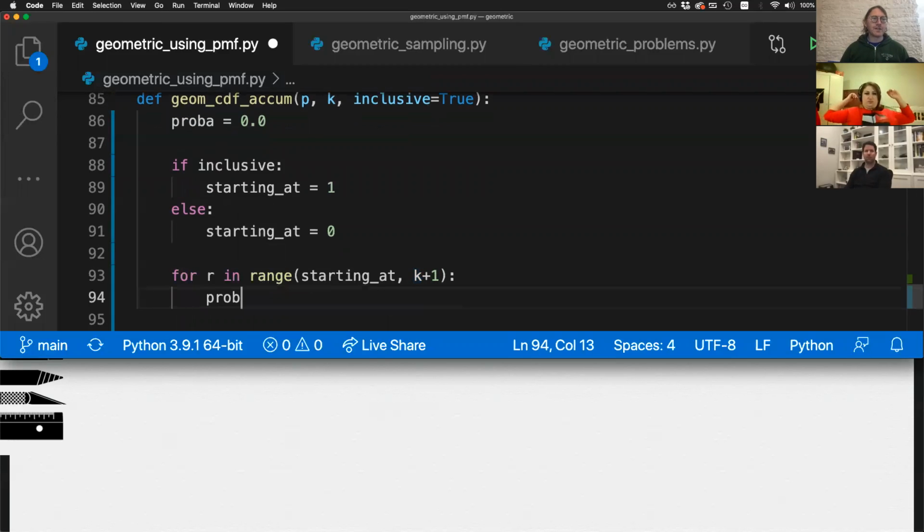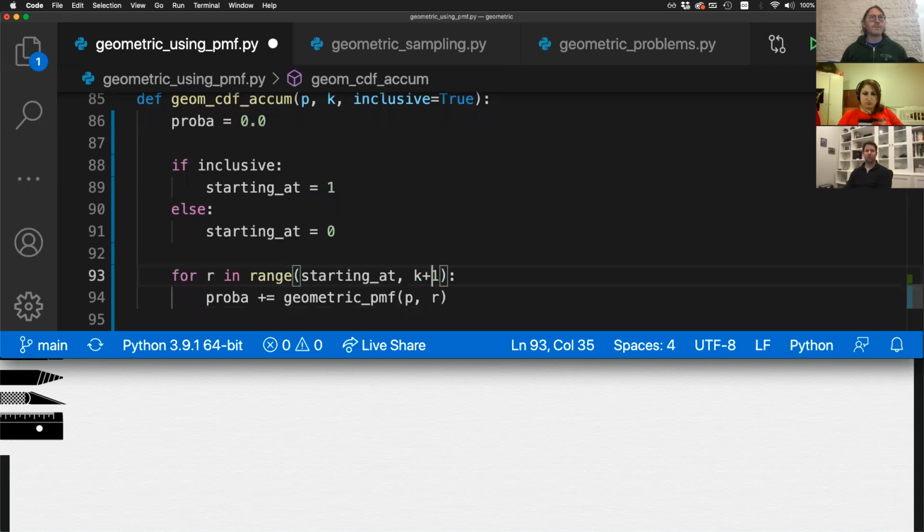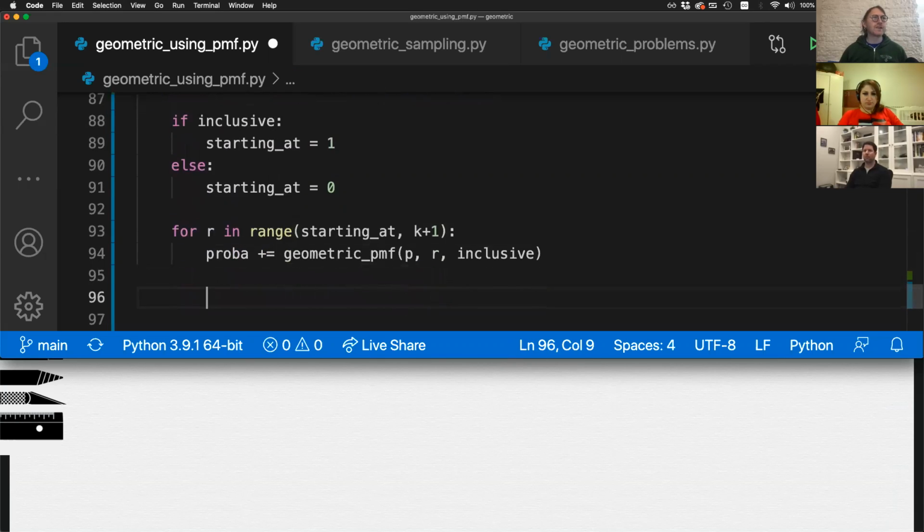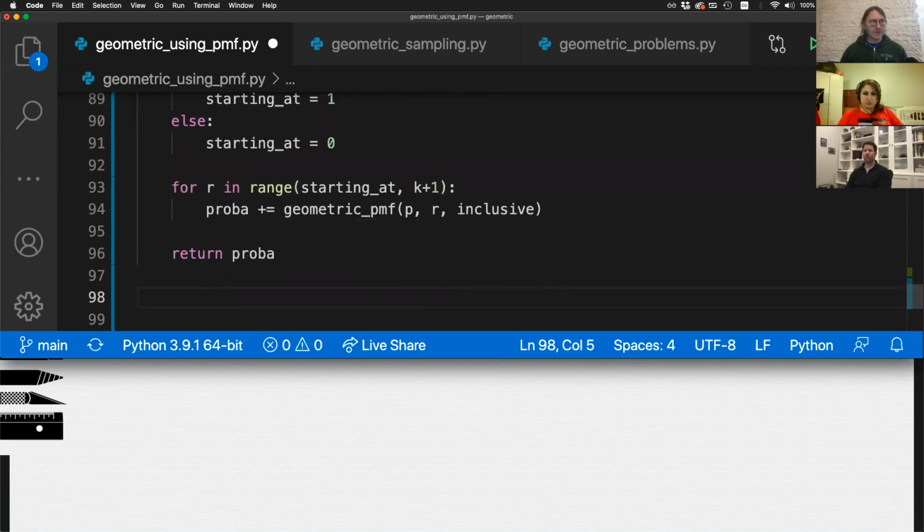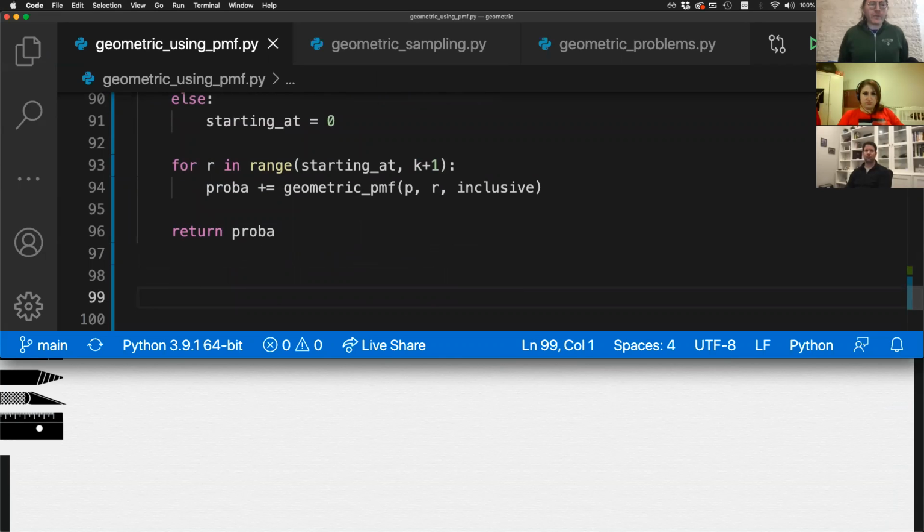And then we can just accumulate based on the geometric Pmf. So proba is going to get incremented by the geometric Pmf, P, R, right? I'm using R here because we already used K. And I can just pass in inclusive, and that should get us what we need. So we'll return the probability. And let's test this in terms of coin flips. So let's think about it that way first, and then we'll go back and apply it to the prior problem.